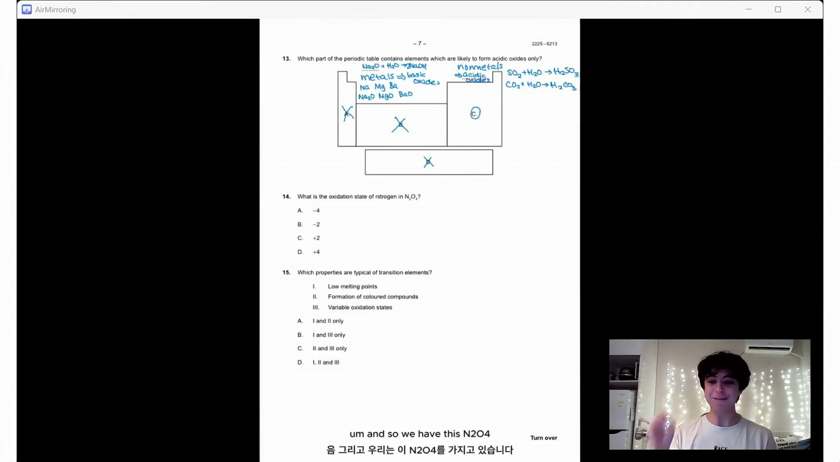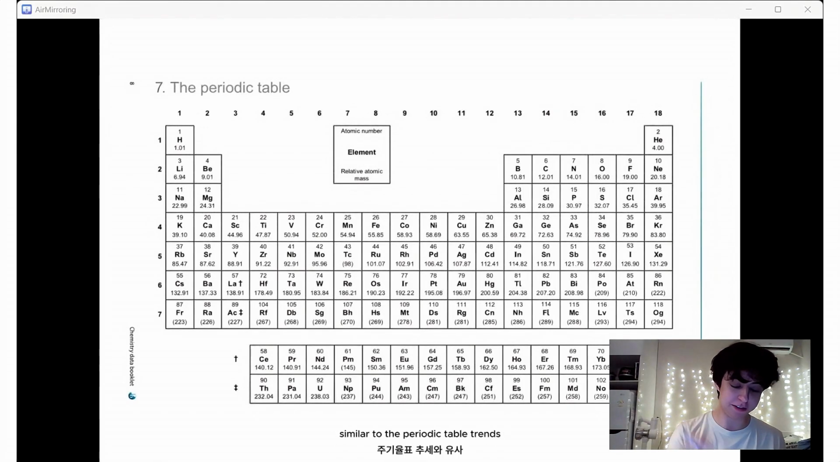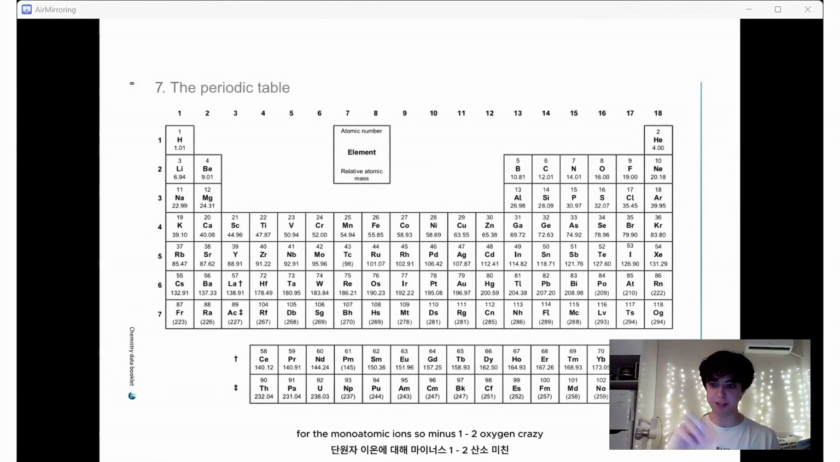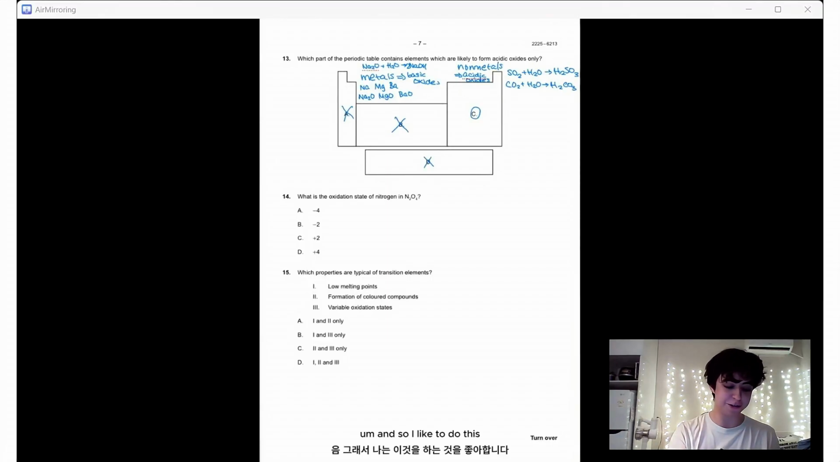And so we have this N2O4, and oxygen is always going to have an oxidation state of -2, unless it's a peroxide. You can remember this similar to the periodic table trends for the monoatomic ions. So -1, -2, oxygen. So I like to do this: you have 2 nitrogens and 4 oxygens. They all have a -2 oxidation state.